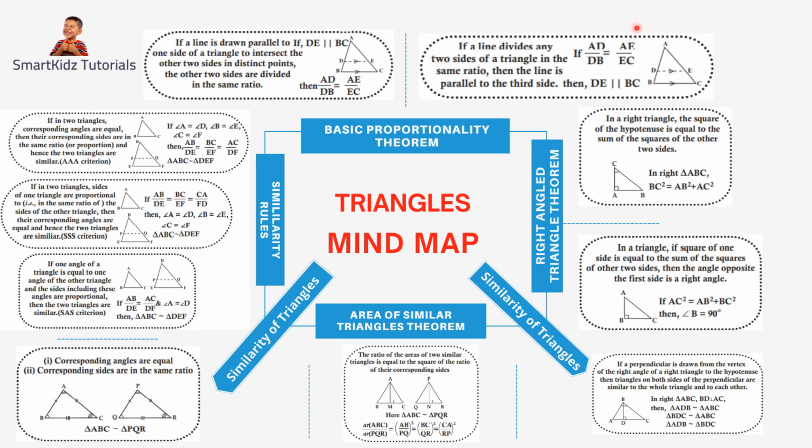So in a nutshell, we can say that the triangle chapter involves three main theorems: the basic proportionality theorem, the area of similar triangles theorem and the Pythagoras theorem. These three theorems we need to know thoroughly if we need to master this chapter of triangles. Apart from that, we need to know the three criteria that allow us to prove two triangles similar. So this is the mind map of triangles.